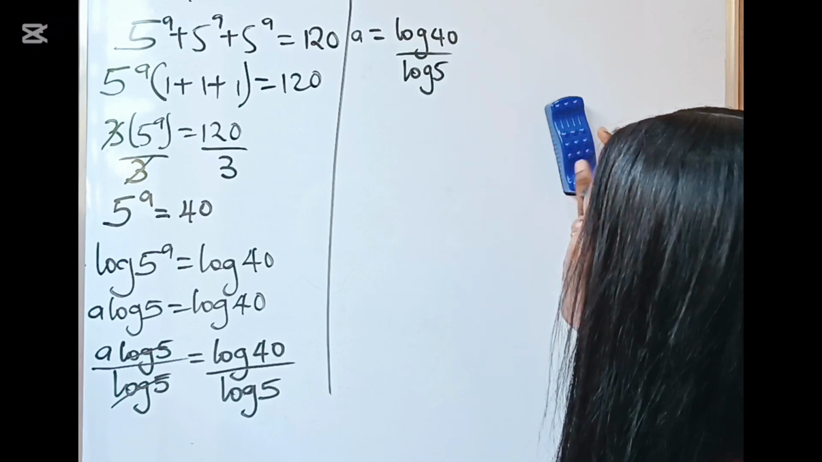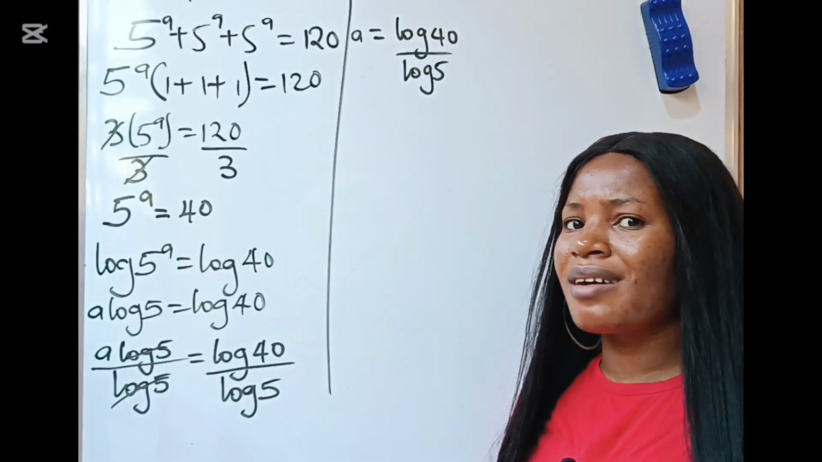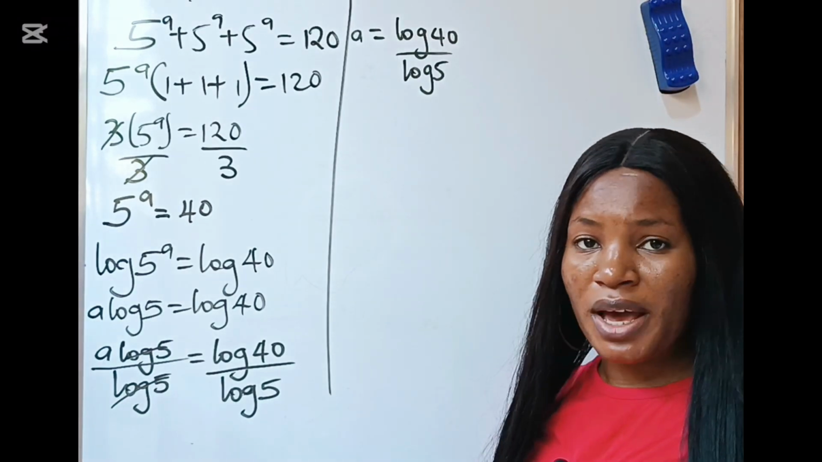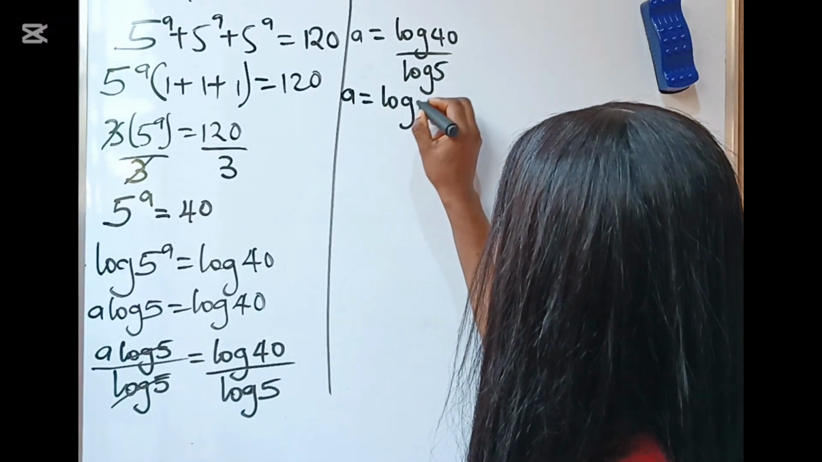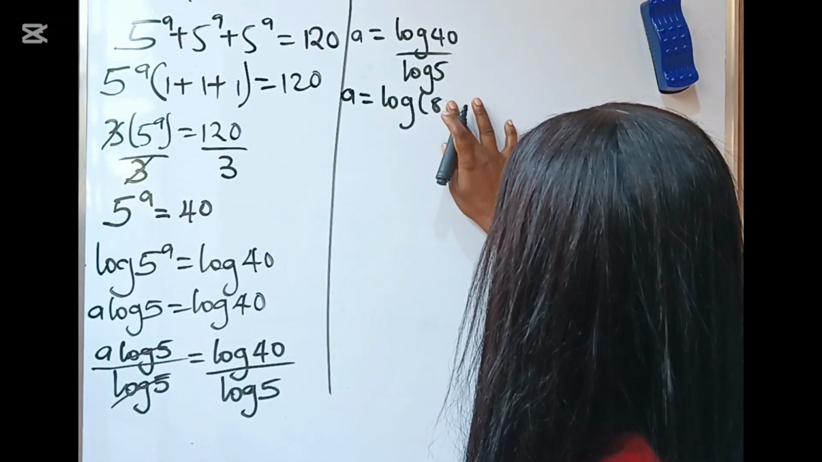Now log 40 can be expressed as log 8 multiplied by 5, right? Therefore, we can write a to be equal to log 8 multiplied by 5 divided by log 5.